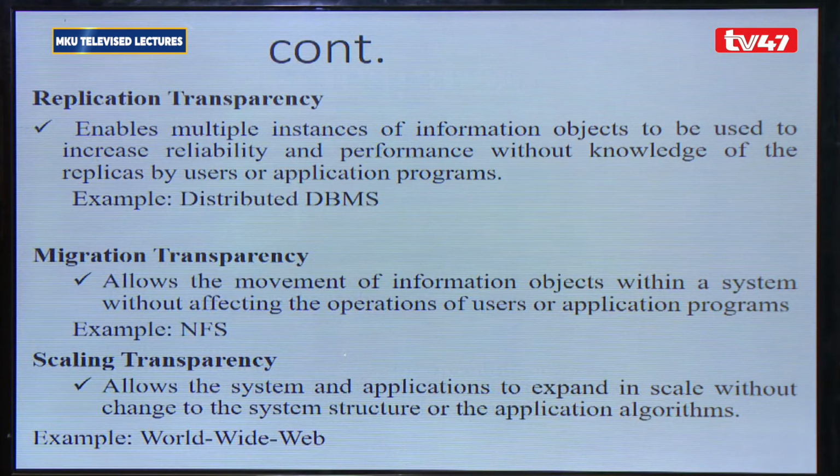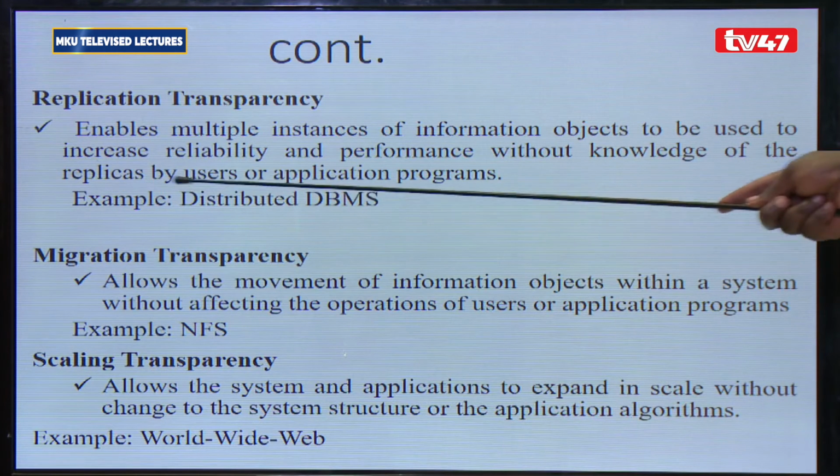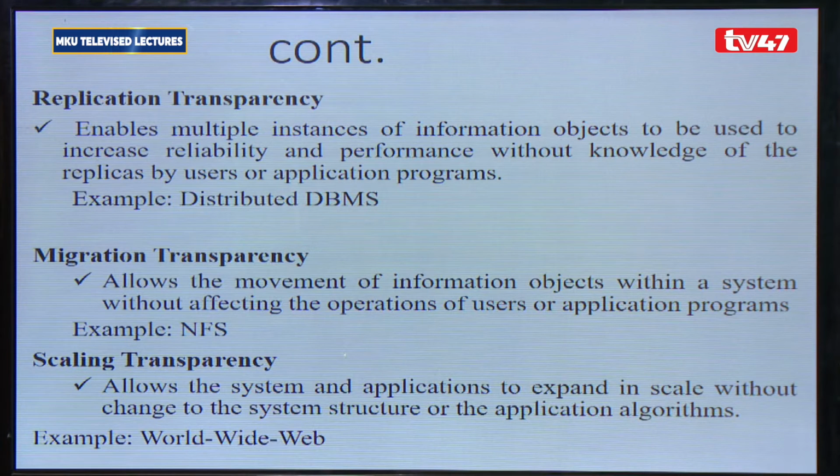Replication transparency enables multiple instances of information objects to be used to increase reliability and performance without knowledge of the replicas by the users. I think it's straightforward. The user should not know what is being done behind the scenes. Because remember, a distributed system should be one entity.